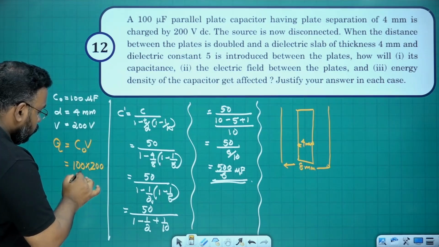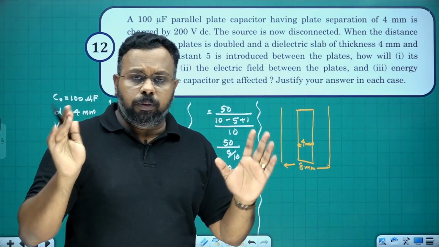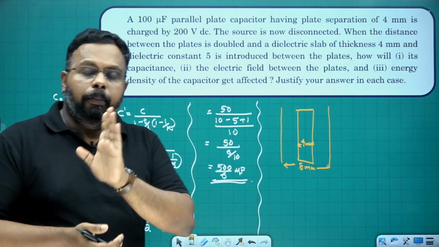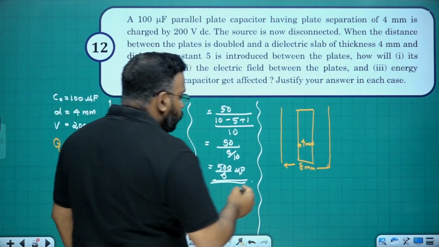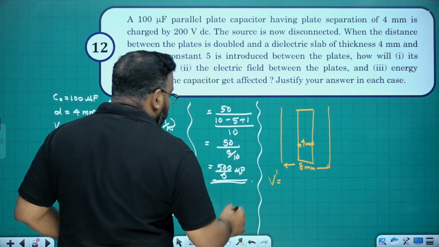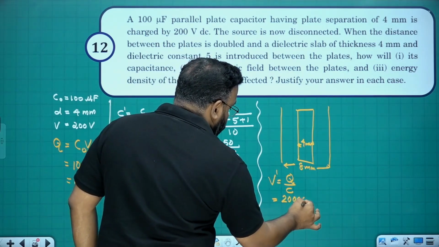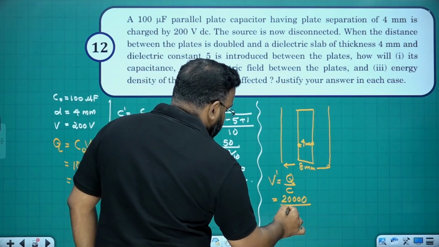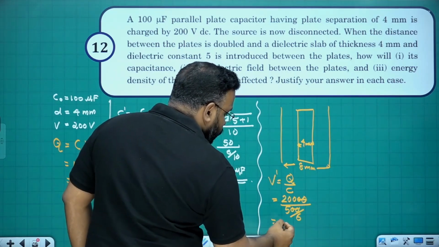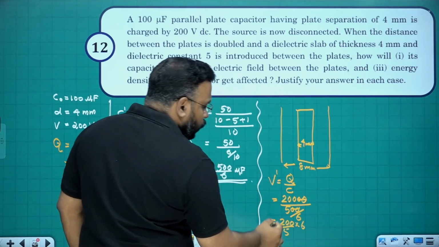So we get 2 into 10 power 4, that is 20,000 microcoulomb. This is the charge. Okay, I did not convert micro, I am keeping it here. So 20,000 microcoulomb is the charge. Then let us find the new potential. New potential, V dash, is equal to Q by C. That means Q is 20,000 micro divided by the new capacitance, 500 divided by 6. So this 2 I can cancel, and I get 200 by 5 into 6. 200 by 5 is 40.